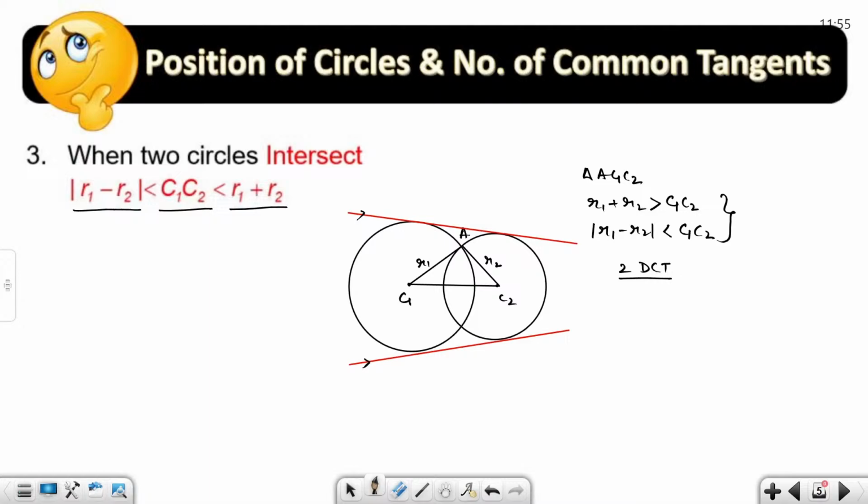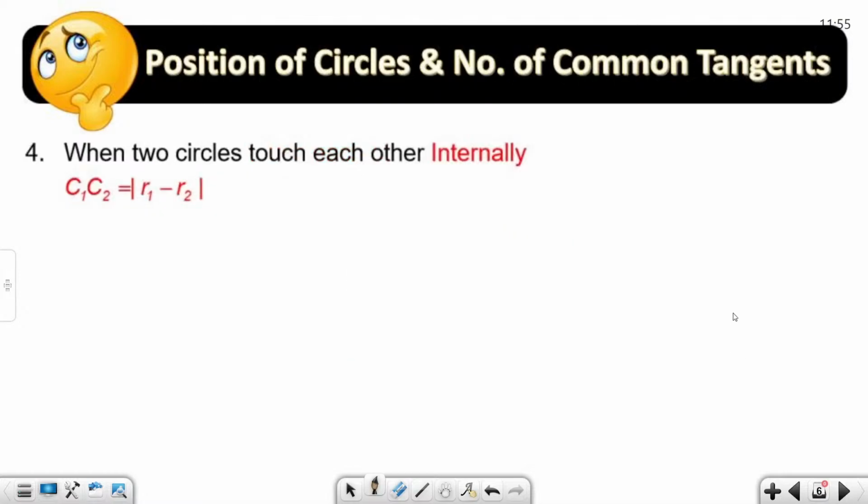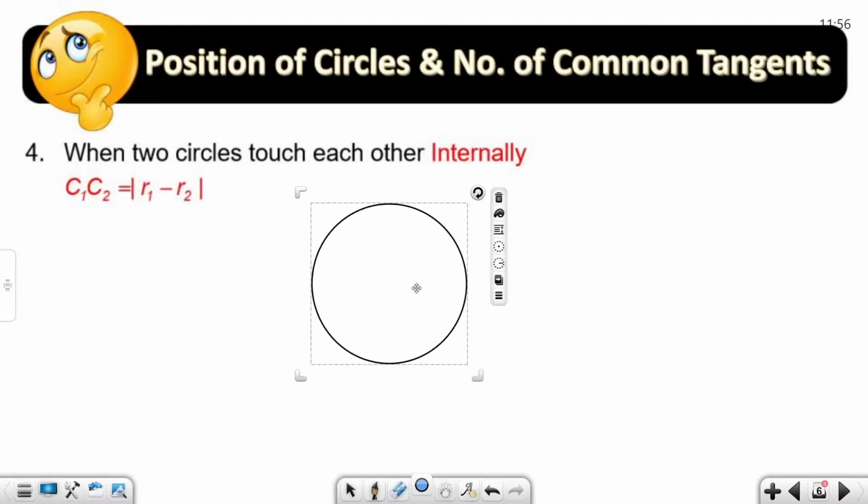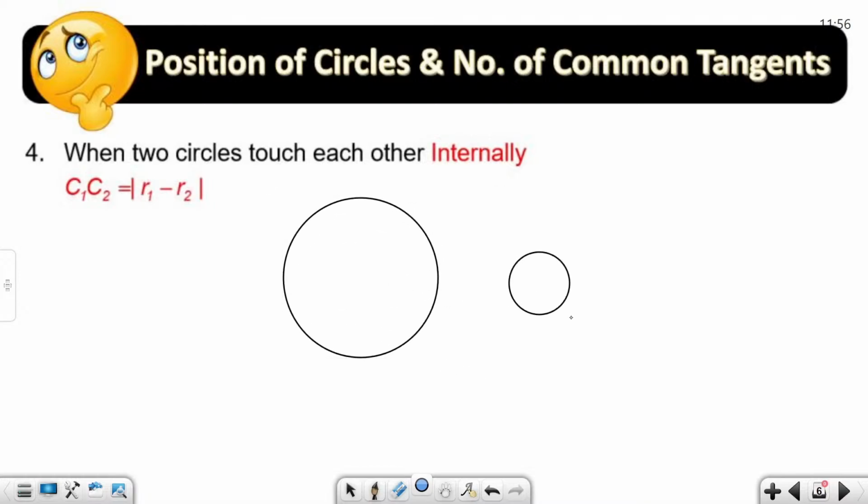Absolutely no doubt. Okay, let us move to the next case, when two circles touch each other internally. So there are two circles which touch each other internally. Let us say this is my first circle and let us say this is my second circle, okay? So they touch each other internally. Let us say this is the center of the first circle and this is the center of the second circle. Now they touch each other internally.